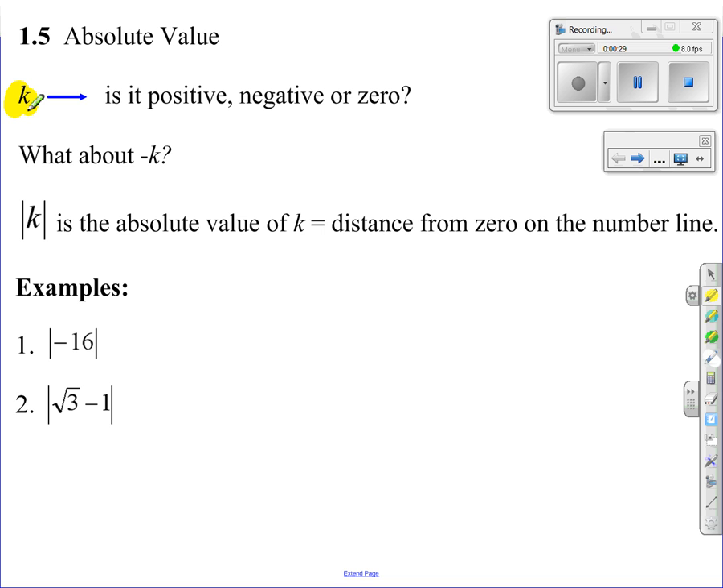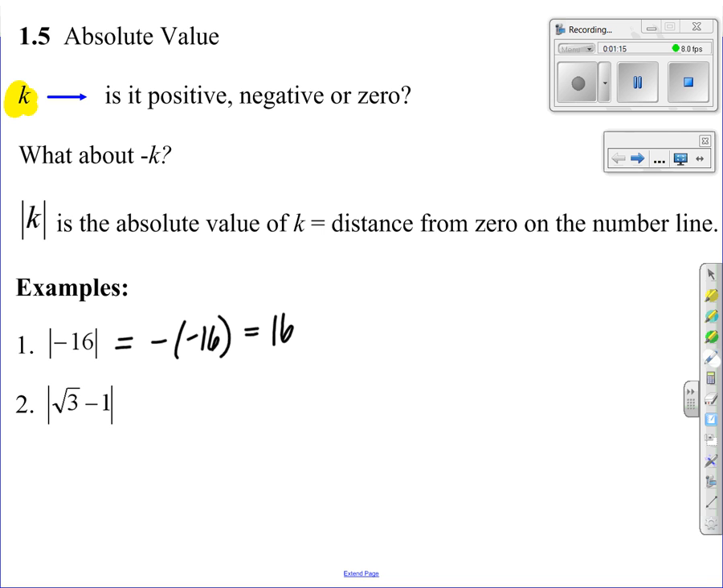And then the next question is, how do we make something positive? Because absolute value is a measure of distance from zero on the number line, and distances are positive. So what if we have a negative value in there? We have to consider both possibilities. So let's look at some specific non-variable situations, such as minus 16. Minus 16 is a negative value. In order to make a negative positive, we would put a minus sign in front of it, and it would become a 16. So when the value is negative, we must put a negative in front of it to make it positive.